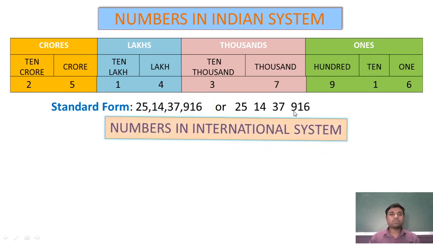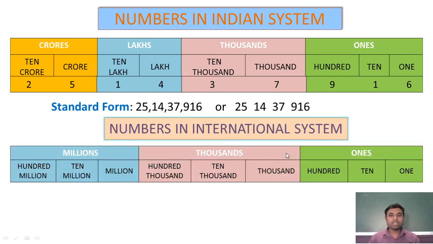Today we will learn numbers in the international system: how to write and how to read them. In the international system the periods are ones period, thousands period, and millions period. In the ones period the places are ones, tens, hundreds; in thousands period, thousand, 10,000, 100,000. Just see, in the Indian system only 1,000 and 10,000, but in the international system 1,000, 10,000, and 100,000. And in millions, million, 10 million, 100 million. Is it clear?